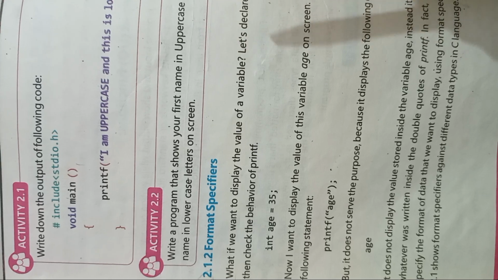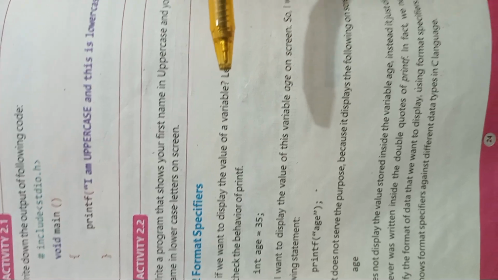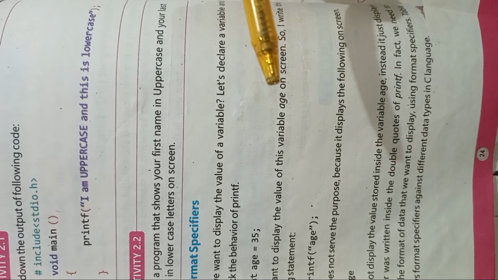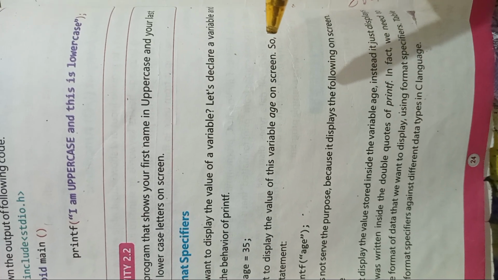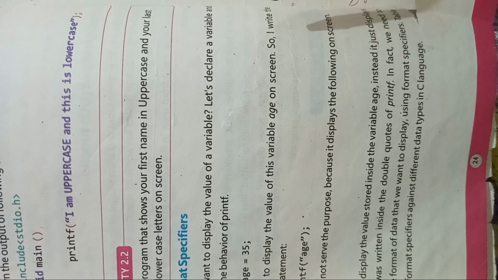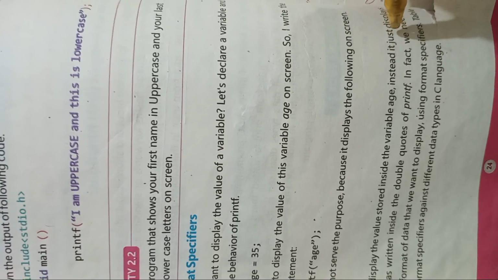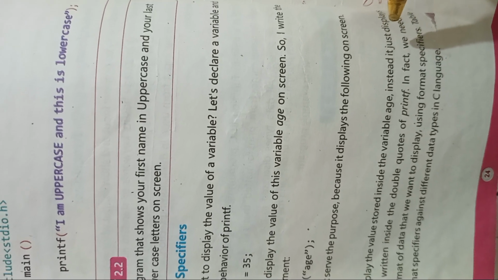Now next is the format specifiers. Format specifiers are used to specify the format of data that we want to display on the computer screen. Otherwise it just displays whatever was written inside the double quotes, right? It will not display the value stored inside the variable. It just displays whatever was written inside the double quotes of printf, right? So basically it is used to specify the format of data that we want to display.